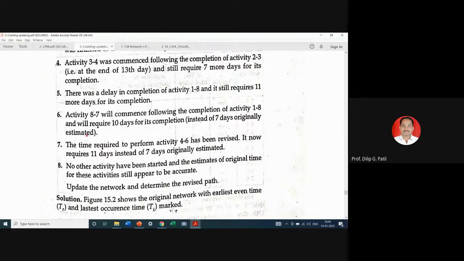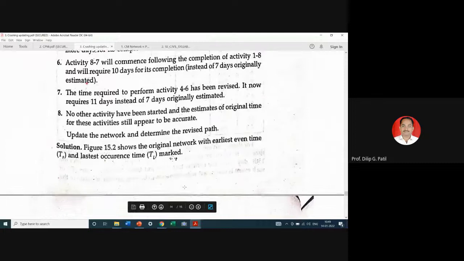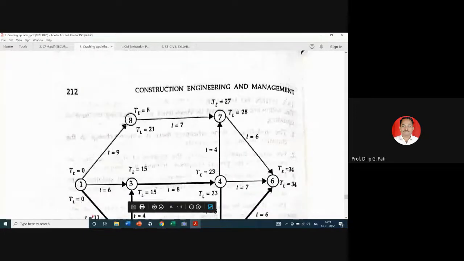So here also you will see that activity 8.7 is written. Actually activity 7.8 should be written, but it is mentioned as 8.7. For convenience we will consider it as 8.7 as the network diagram is drawn like this. Actually it should be in the increasing order.